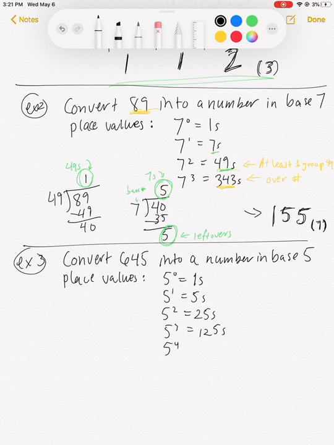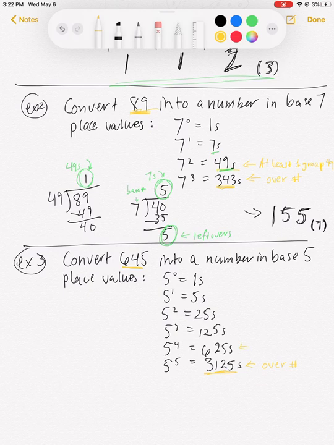So 5 to the fourth is equal to 625's place. Okay, 625 is still not big enough, so we do 5 to the fifth, which is equal to 3125. So multiplying 625 by 5 gives me 3125's place. Okay, notice that I can stop here because the 3125 is larger than the 645. Okay, so I have gone over the number here.